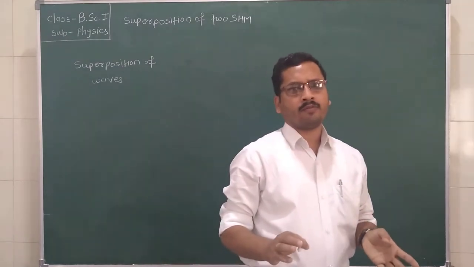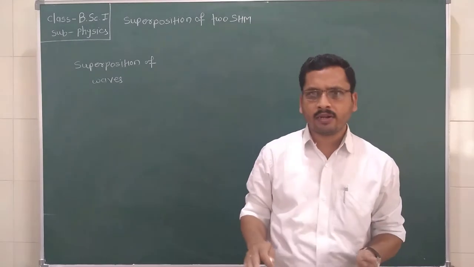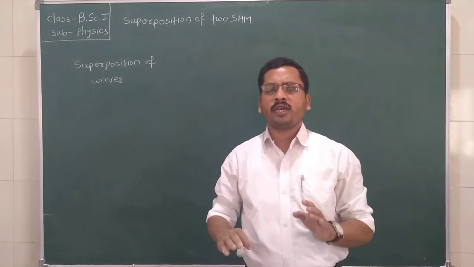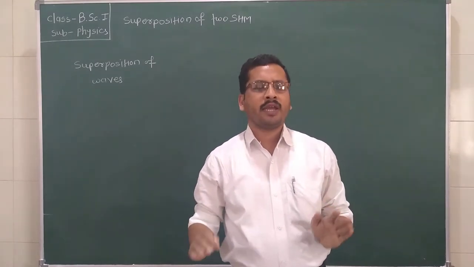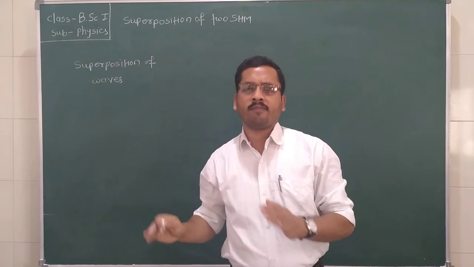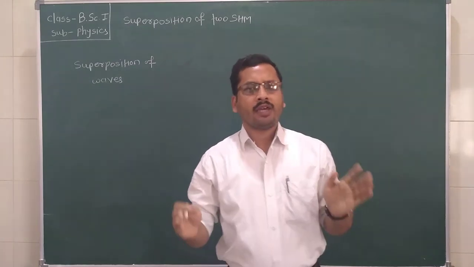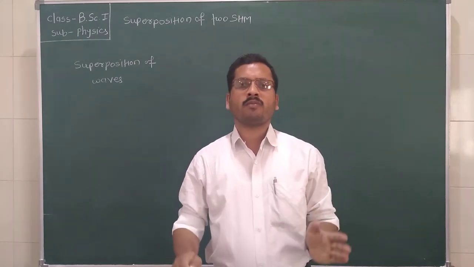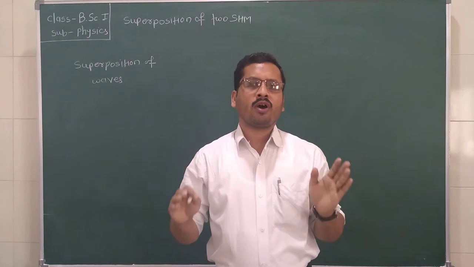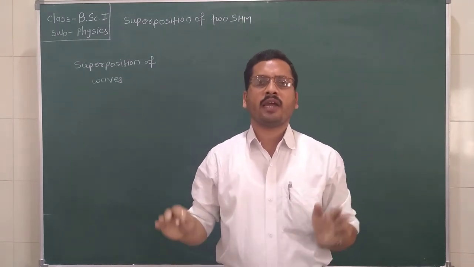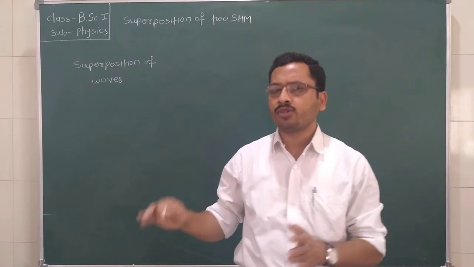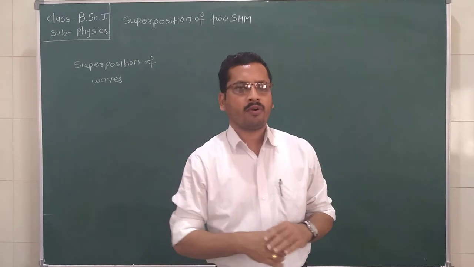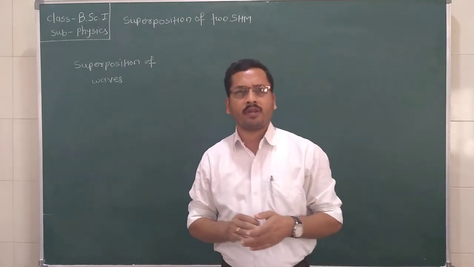When two simple harmonic motions arrive at a point simultaneously, then each simple harmonic motion produces its own displacement independent of the other, and the resultant displacement is given by the vector sum of the displacements produced by the individual simple harmonic motions. This is called the principle of superposition of waves or superposition of simple harmonic motion.